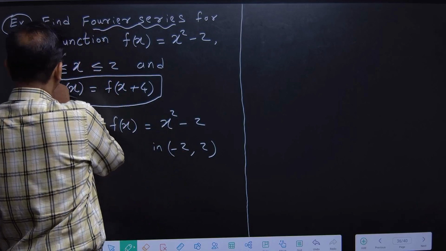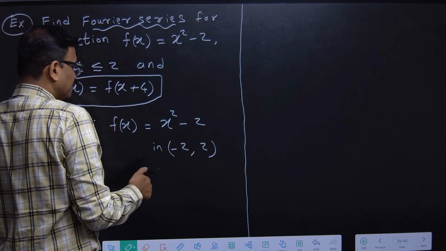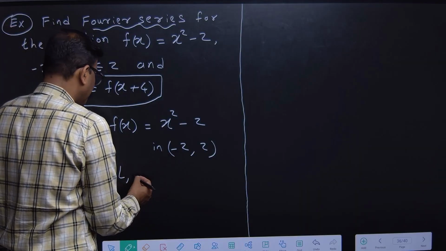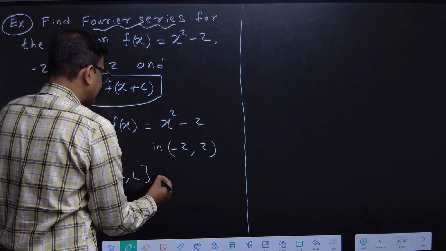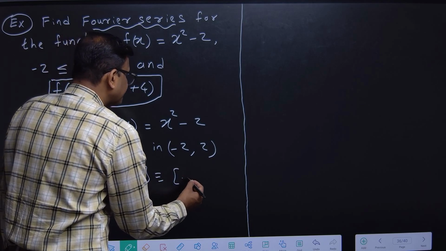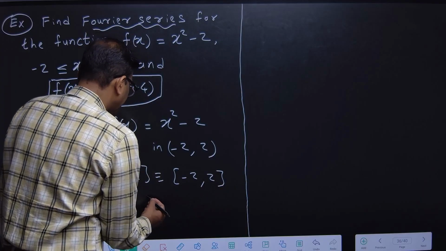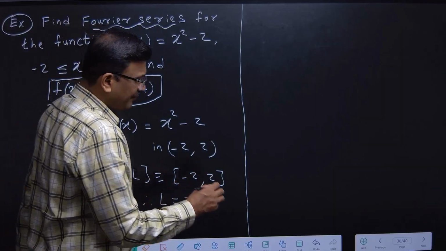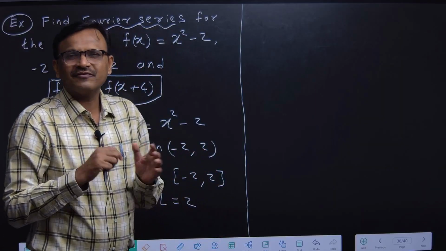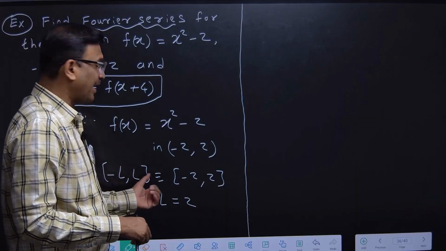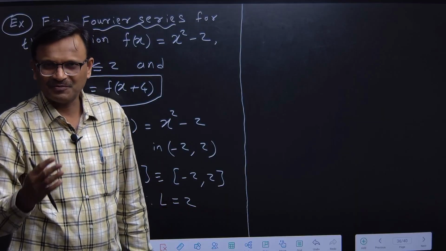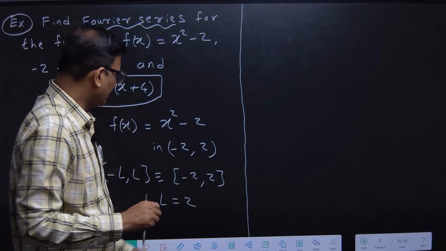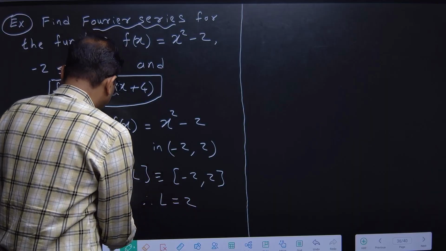So the interval is minus 2 less than equal to x less than 2. So see, here the interval is in the form minus L to plus L. So here in place of L we can see it is 2. See, whenever the interval is in this form minus L to plus L or minus pi to plus pi, whenever the midpoint of the interval is 0, we should check whether the function is even or odd. Here the interval is from minus 2 to plus 2.